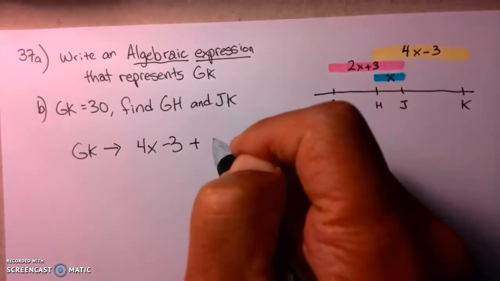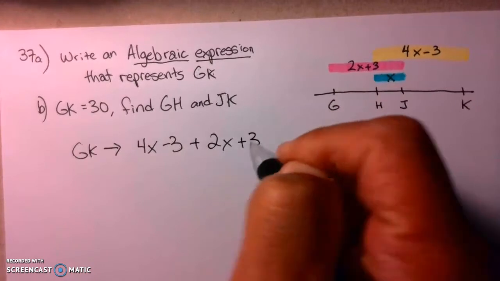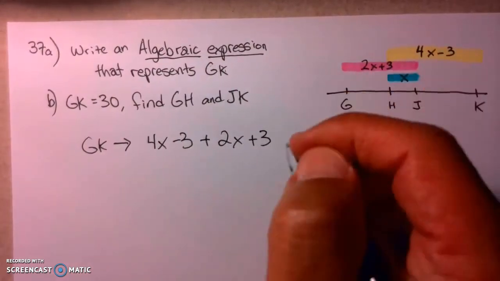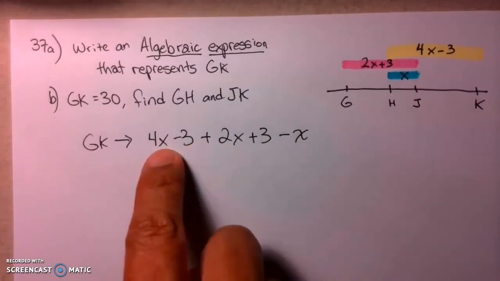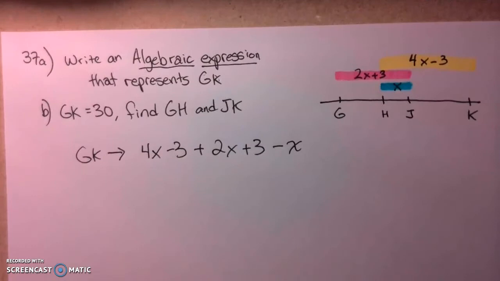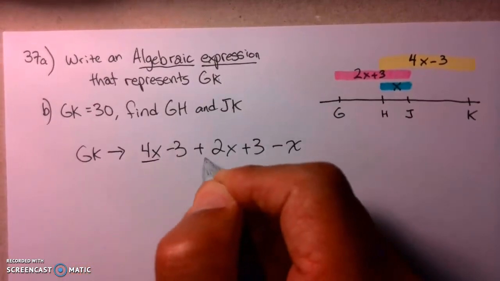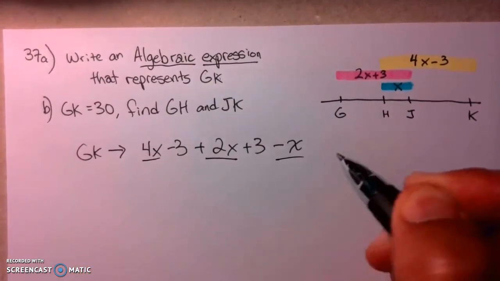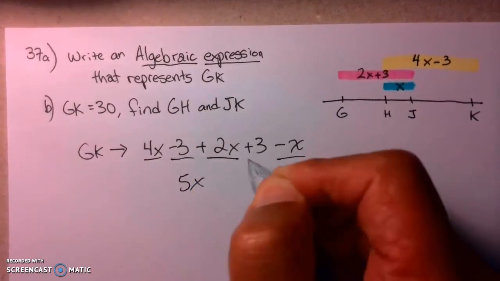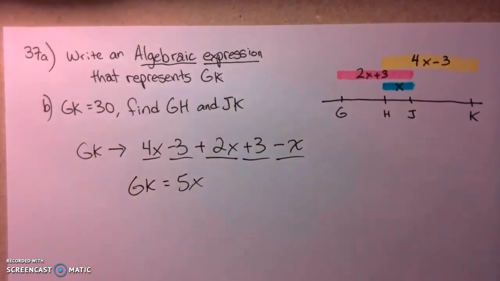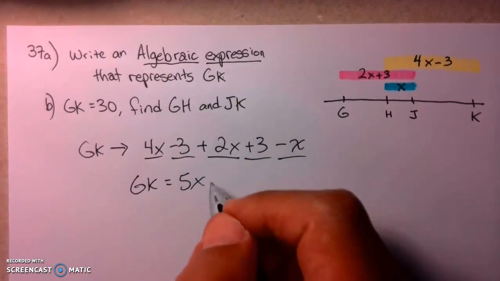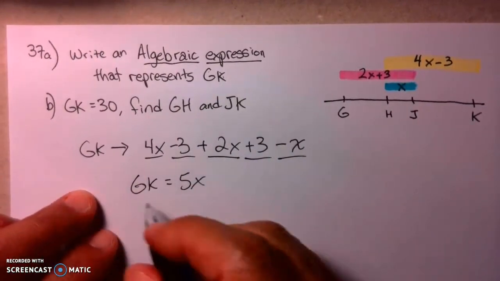So GK as an algebraic expression is basically the yellow portion, 4x minus 3. We're going to add that with the pink portion, 2x plus 3. But because the yellow and the pink overlap, we need to minus out the overlap, which is the blue section, because you don't want to include it twice. Yellow plus pink minus the blue. And if I push all this together, 4 plus 2 minus 1, that's 5x. Negative 3 plus 3, that's nothing. So GK is really 5x. And there's your algebraic expression.